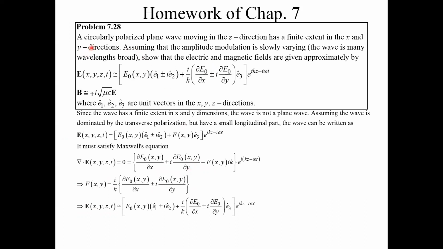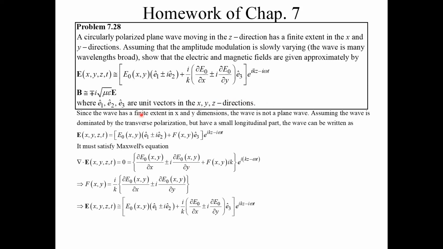And for 28, a circularly polarized plane wave moving in the z direction has a finite extent in the x and y directions, assuming that the amplitude modulation is slowly varying. The wave is many wavelengths broad. Show that the electric and magnetic fields are given approximately by the formulation for E field and B field here, where E1 hat, E2 hat, and E3 hat are unit vectors in the x, y, z directions.